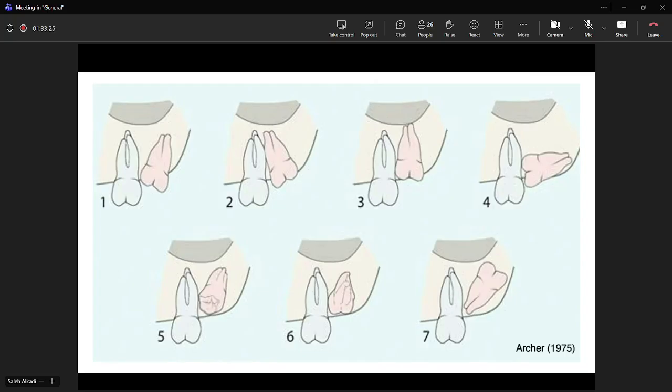You can see here, number one, we have the vertical impaction. Number two, mesioangular impaction. Number two is distoangular. Number three, vertical. Number four, horizontal. Number five, buccoverging impaction. Number six, palatoverging impaction. And number seven, inverted impaction.